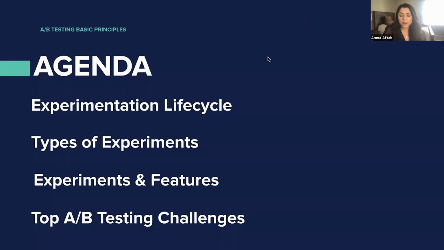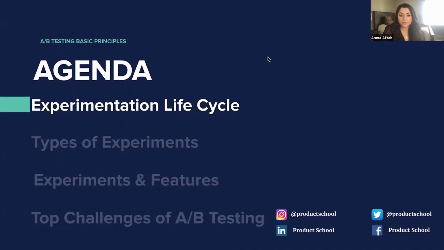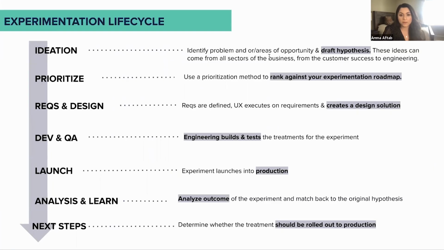Cool. So let's cover our agenda for today. First, we'll be talking about experimentation lifecycle. The next is the types of experiments. Third is experiments and features. And lastly, we will be discussing top A/B testing challenges. So like I said, we're going to be starting off with experimentation lifecycle. So let's dive in with ideation.